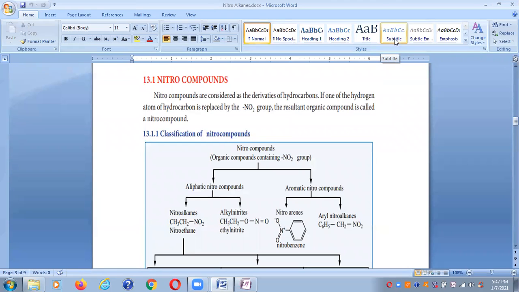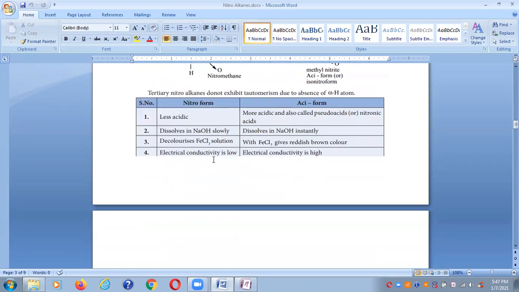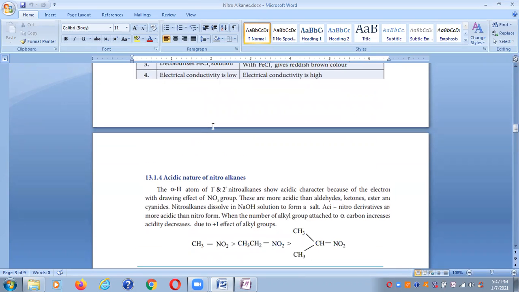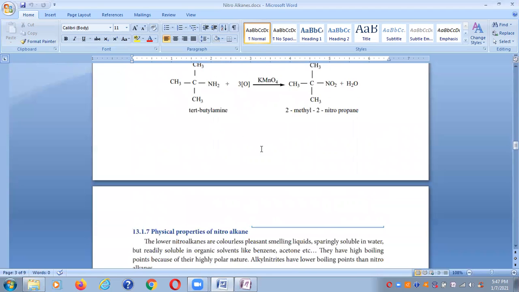So yesterday we discussed the nitro compounds. In that, we learnt about nitroalkanes. Under nitroalkanes, we learned about classification and tautomerization. Under tautomerization, nitroform, aciform, and the characteristic properties of aciform and nitroform. Why nitroalkanes are known as pseudo acids, after that preparations, and then chemical reactions.